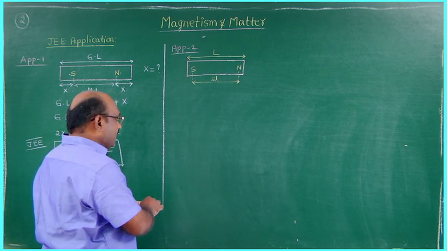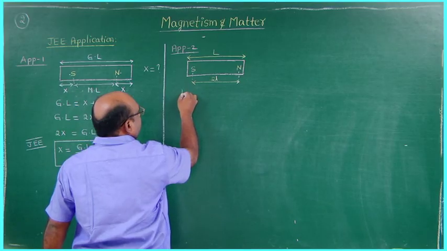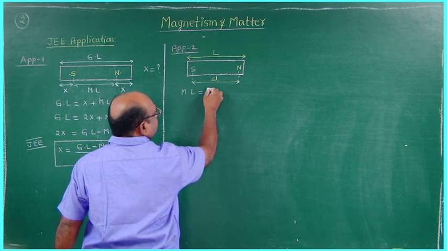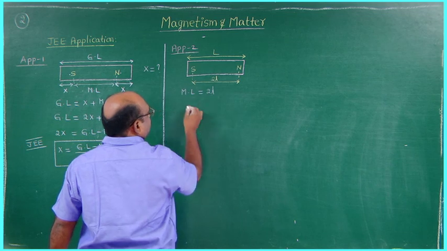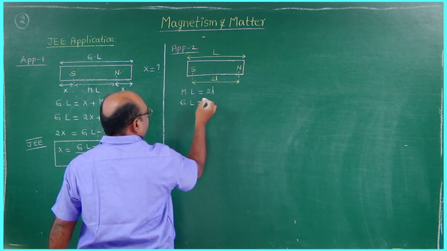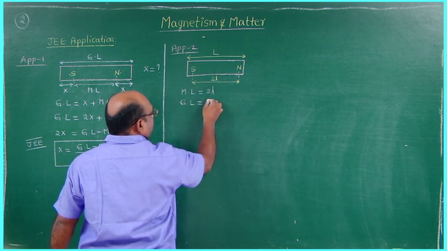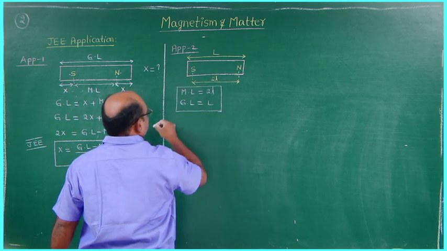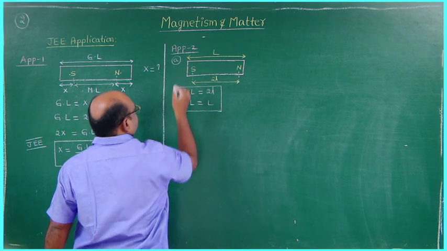So, after seeing the diagram directly we can give the answer. Magnetic length is equal to the shortest distance between the poles of the magnet, that is equal to 2L. Geometric length is the total length of the magnet, which is equal to L. So, that is fine. It is a simple question. B.